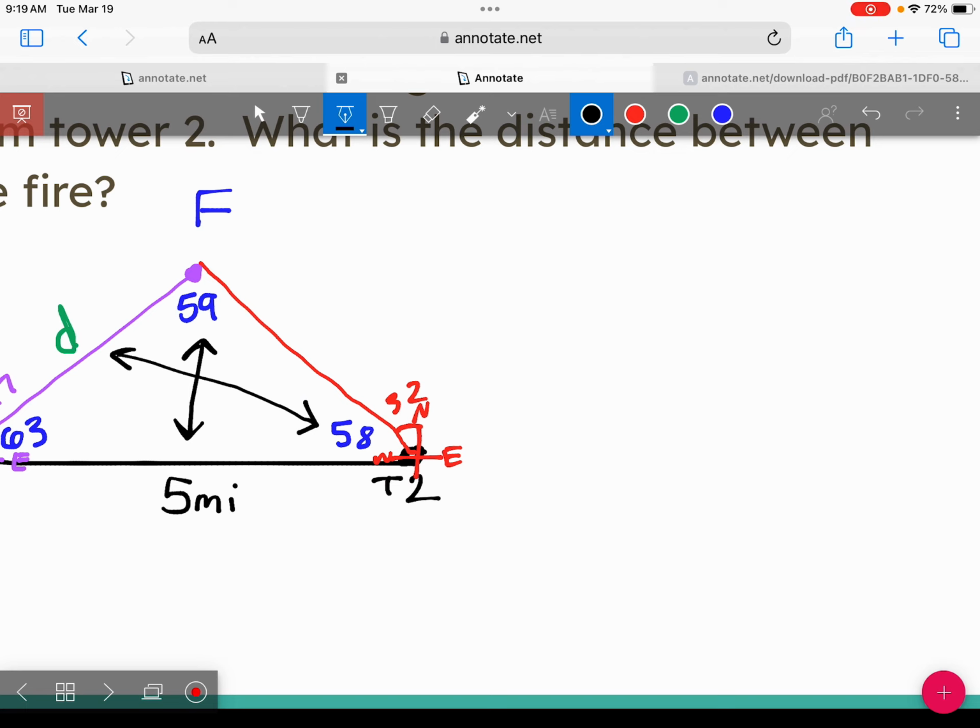Since I want to know a side, we put sides on top. So I'm going to have my 5 miles over sine of 59. And we know that ratio is going to be the same as the distance d over sine of 58.